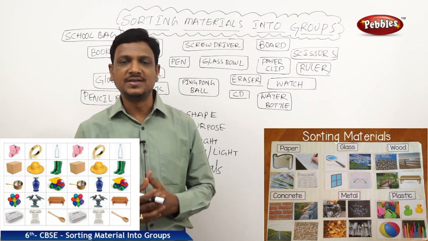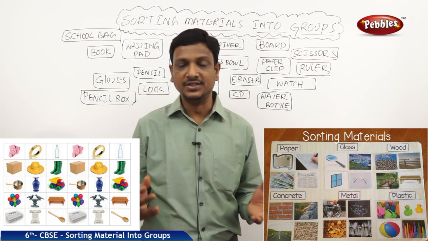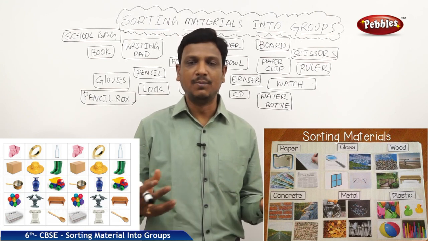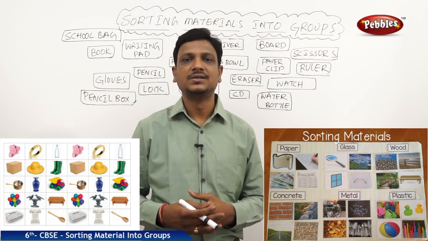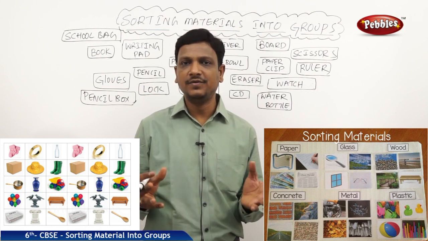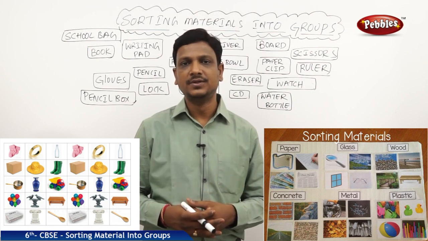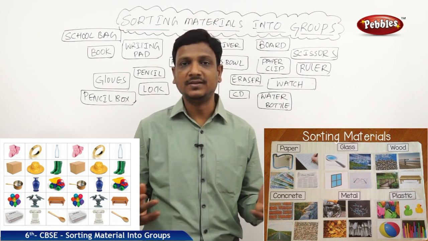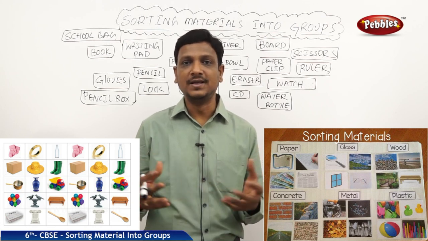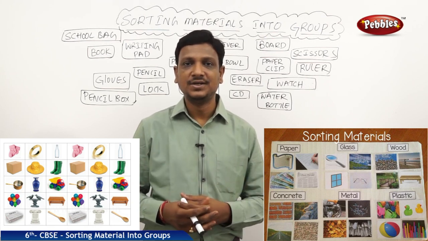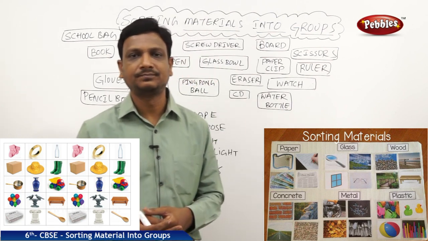If you come out of the classroom, if you enter the ground, you find so many sports items. You may find balls and bats, rackets, shuttlecocks. Likewise, you will find different kinds of things. If you go to your principal's room, you will find a table, a chair, you may find a globe, a paperweight, some stationery, some files. So likewise.